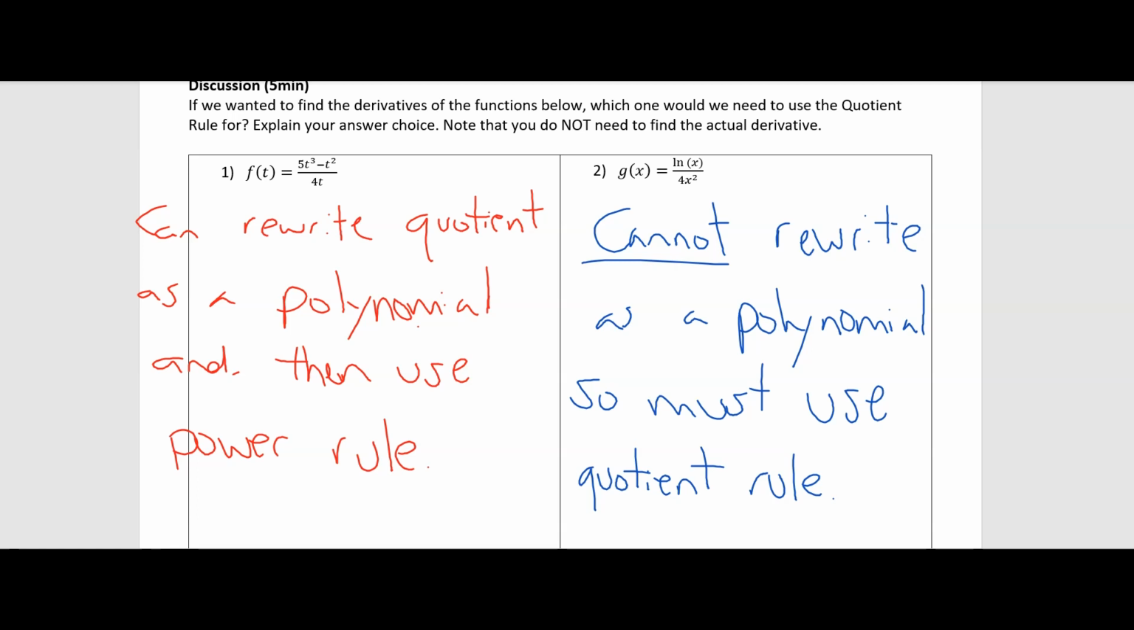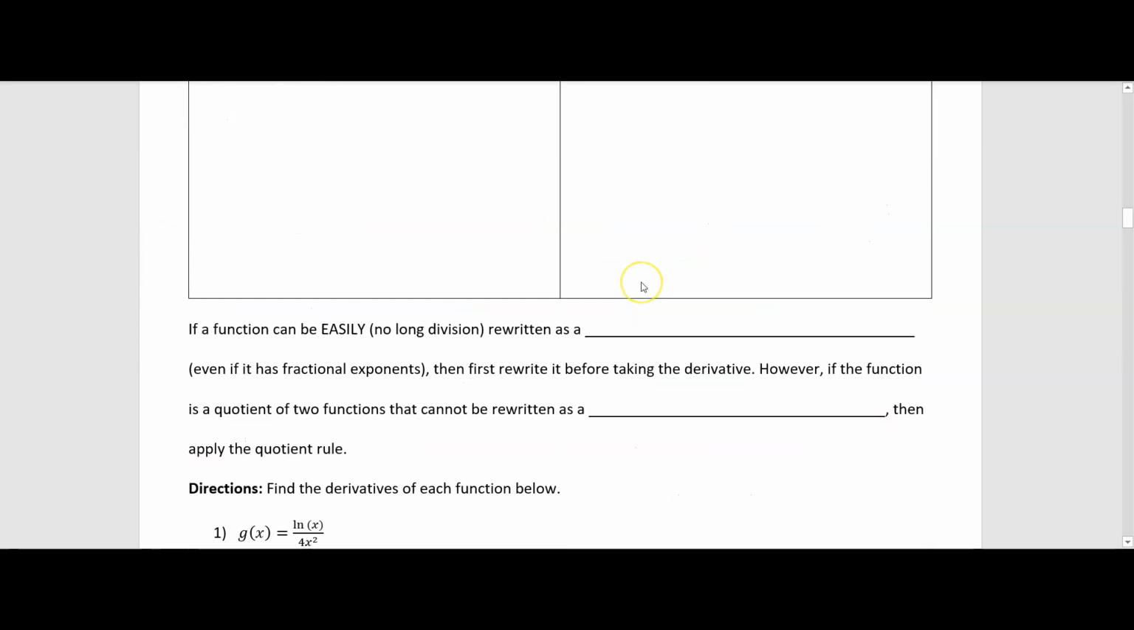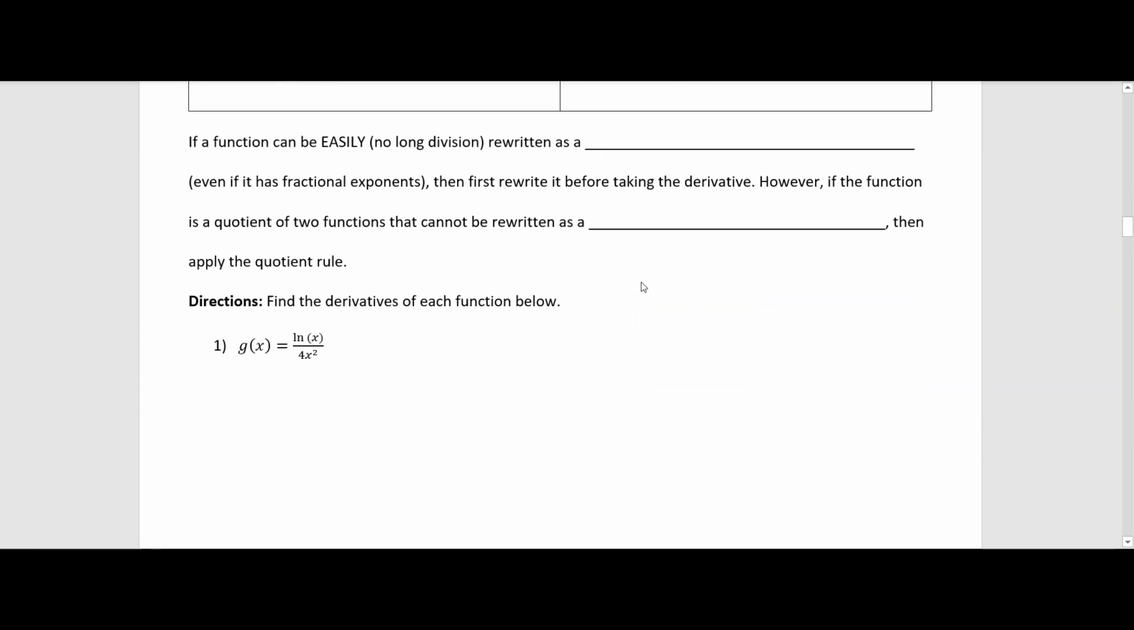All right, so for number one, we are able to rewrite this as a polynomial, which means we could then use the power rule. For number two, we can't, right? We can't simplify natural log of x over 4x squared. There's nothing to factor out from each of those terms and then simplify. So we do have to use the quotient rule for number two. We could use the quotient rule for number one. It's just going to be a little bit more messy than the power rule. Okay, let's get rid of this and let's actually get into some practice. Actually, we got to fill in these blanks, then we'll get into some practice.